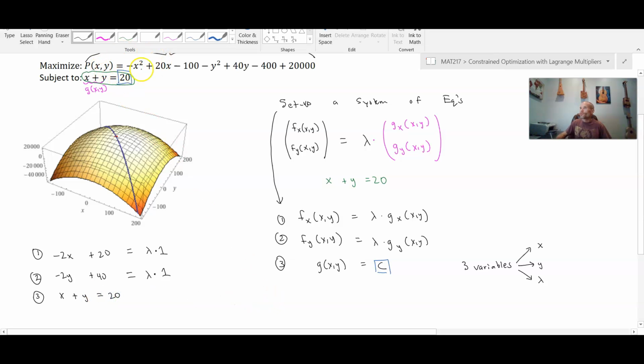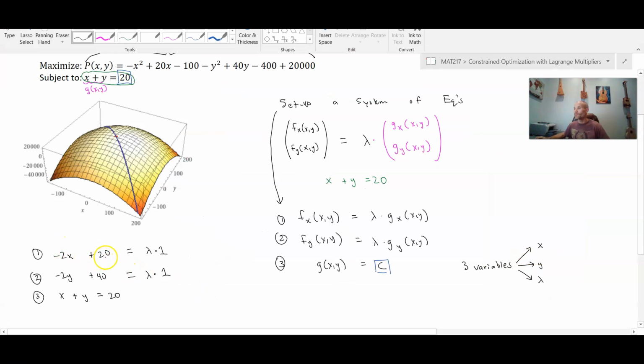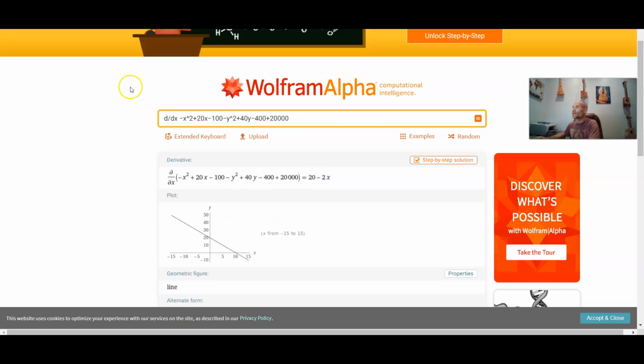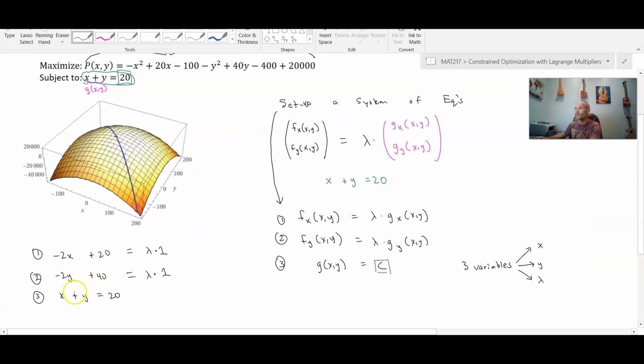Now, once again, the partials of negative x squared plus all of this stuff we can do with technology. And so here we can see that the derivative of this function is in fact 20 minus 2x, or negative 2x plus 20. And then we could also type in here, replace this with partial derivatives, and it would give us both of them. But if we just want them one at a time, we can say d dx and then d dy. And now if we take the derivative with respect to y, we get negative 2y plus 40, which is exactly what we obtained here.